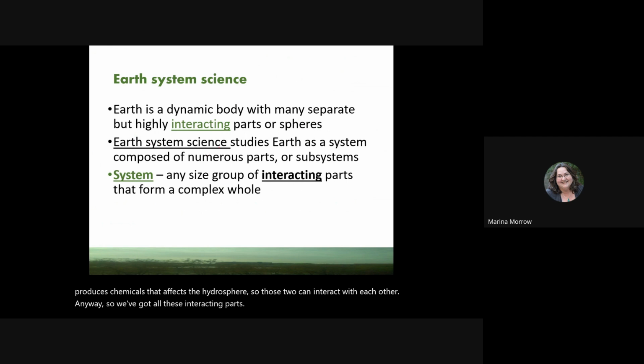So when we look at Earth science, Earth system science is looking at the Earth as a system with many parts, what we might call subsystems. Anyway, a system is a group of interacting parts that form a complex whole. So our planet is very complex, much more complex than Mars, where Mars doesn't have plates that are moving around. Its core has cooled down. So it's much less complex than the Earth. We think. We don't know everything about Mars yet.